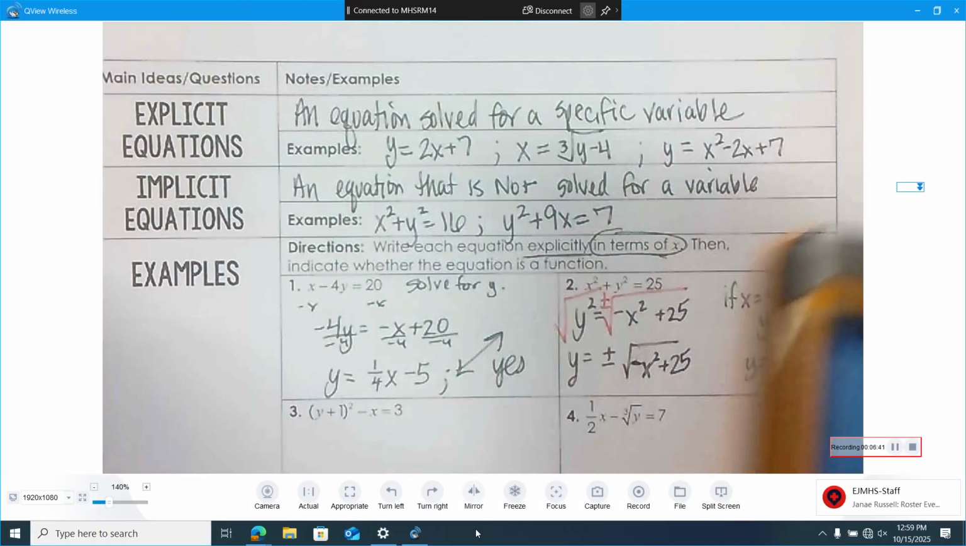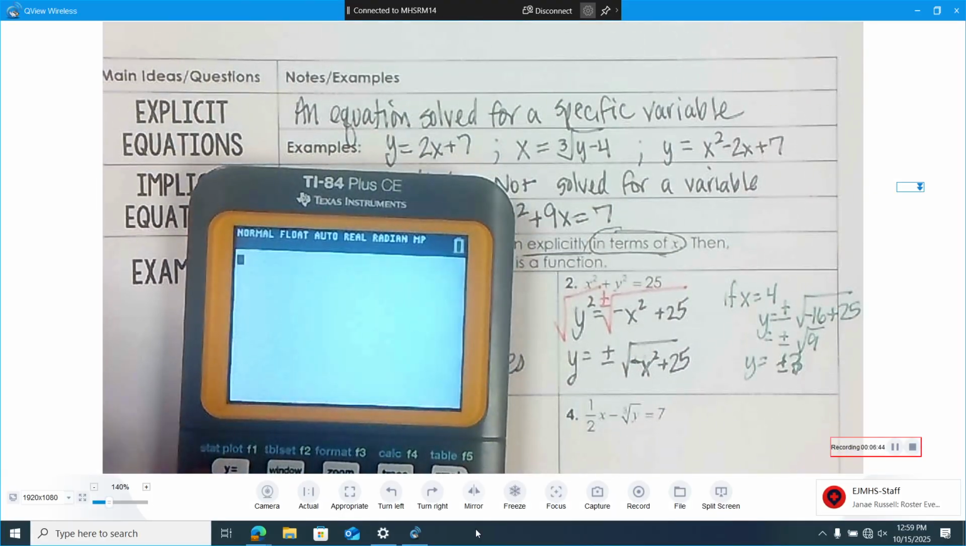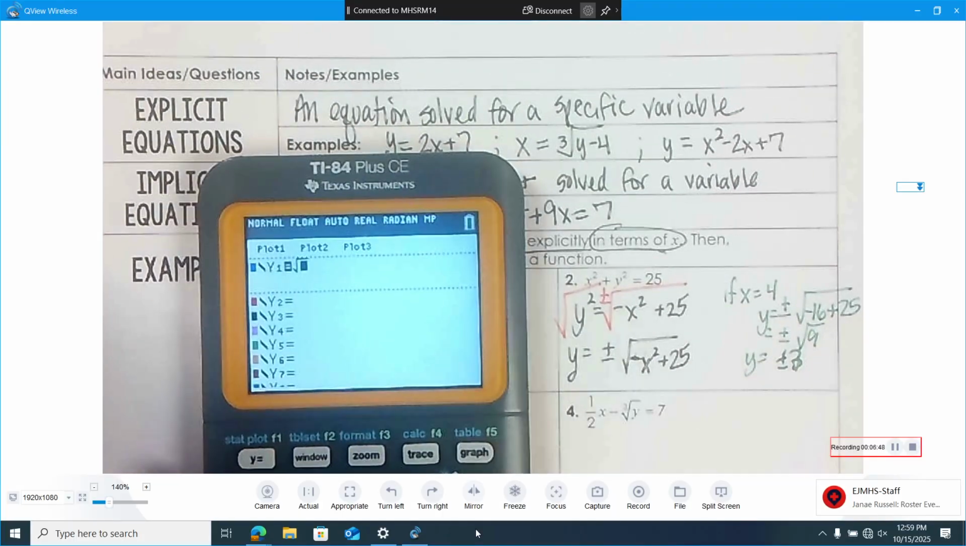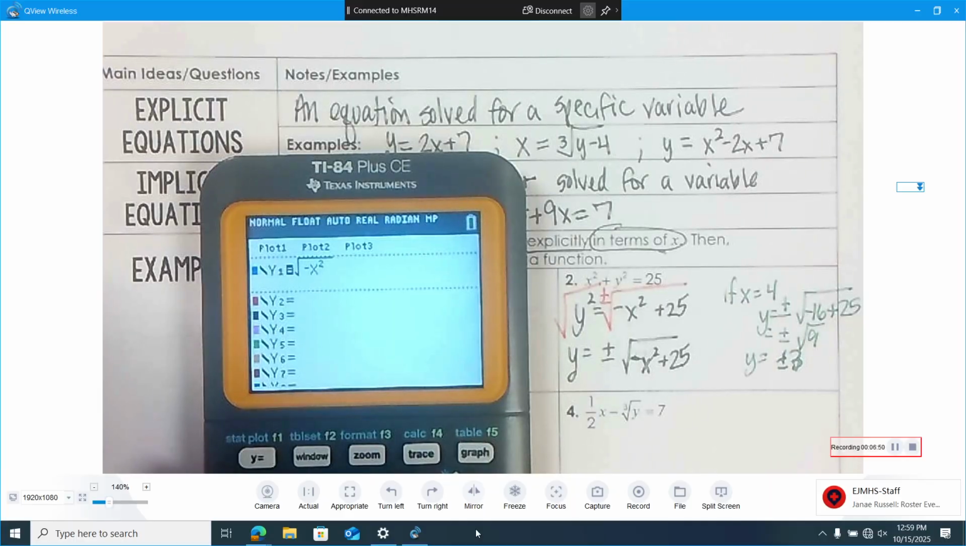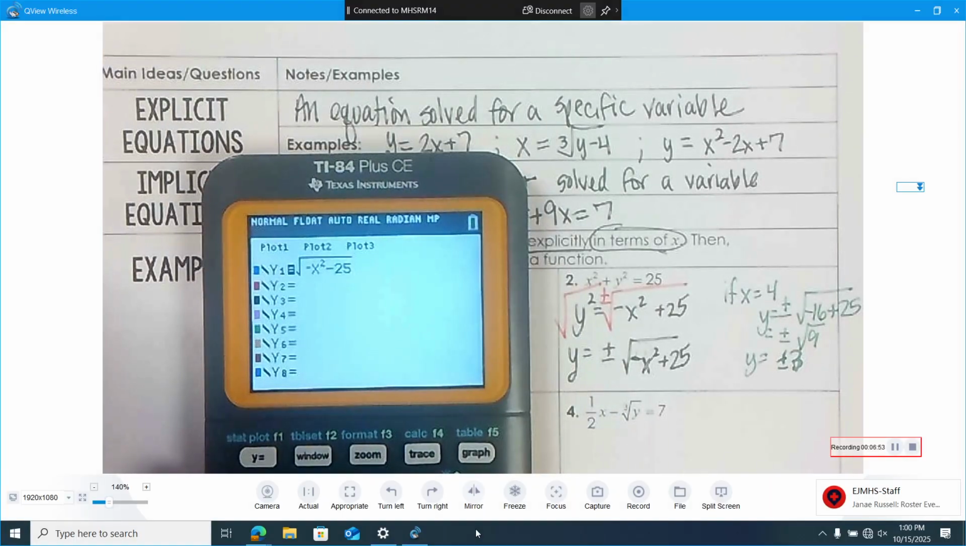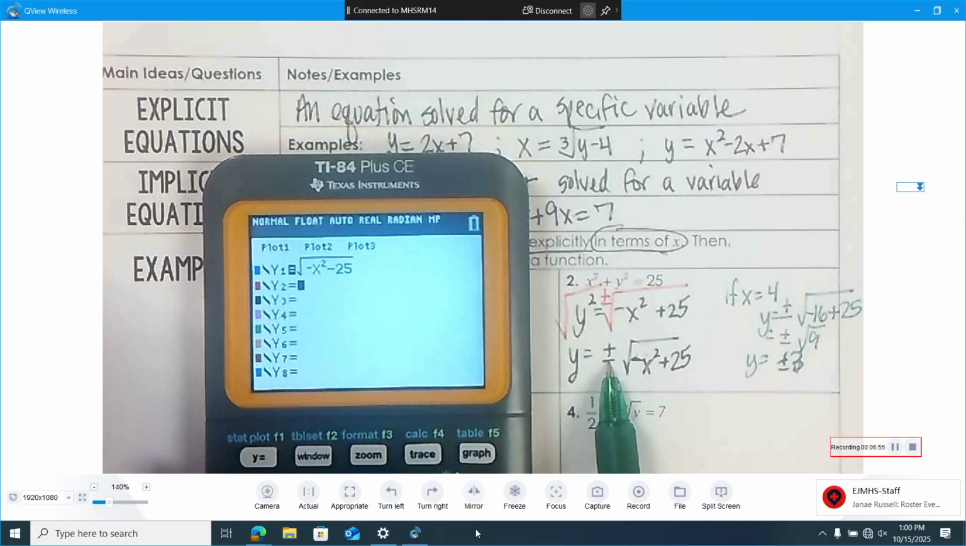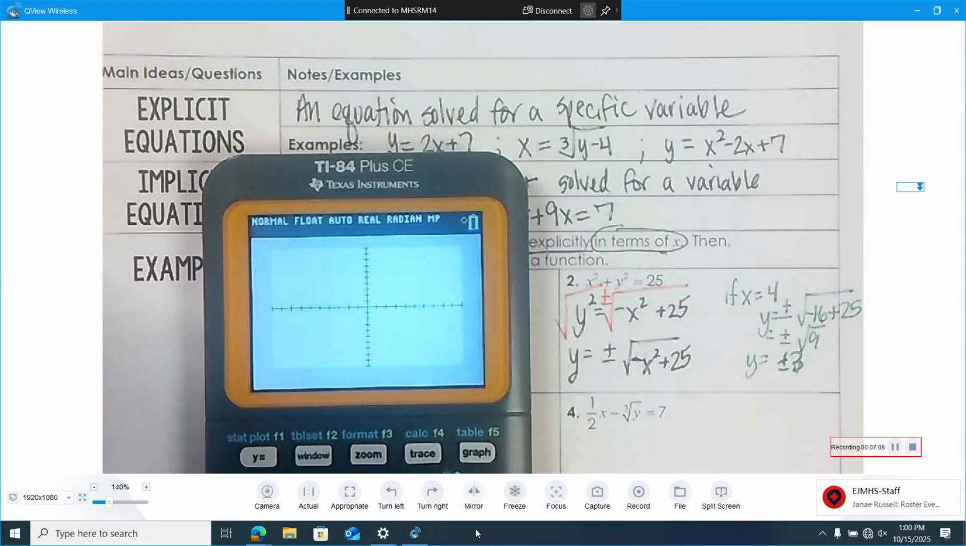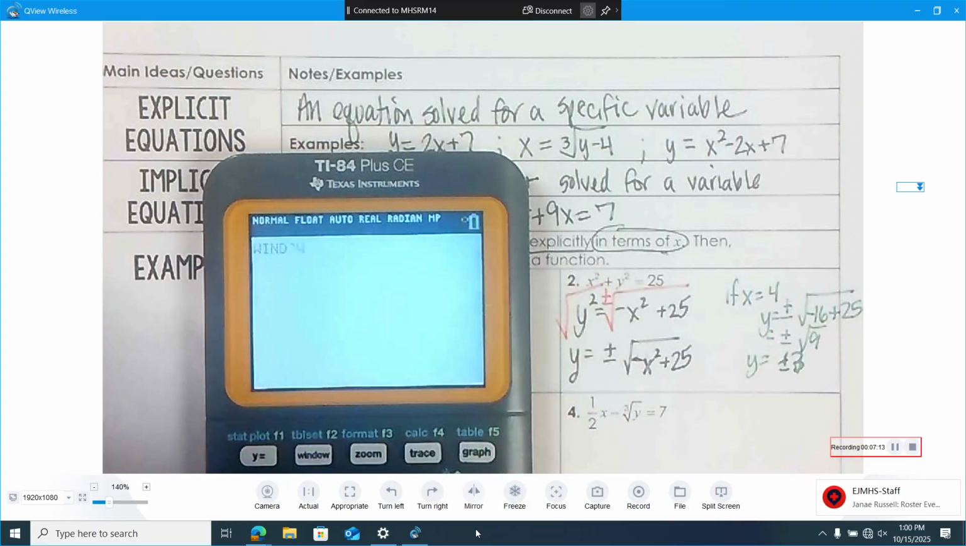Graphically, if I were to graph this, there are 2 equations here. Positive radical negative x squared plus 25. And then there's the other equation, the negative radical negative x squared plus 25. It does not pass the vertical line test. This is half of a circle. Semicircle.